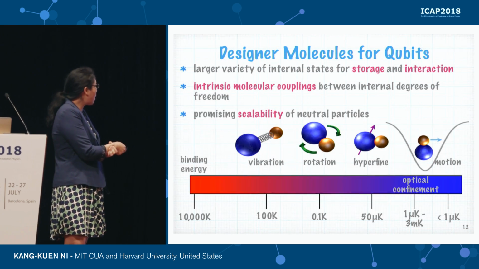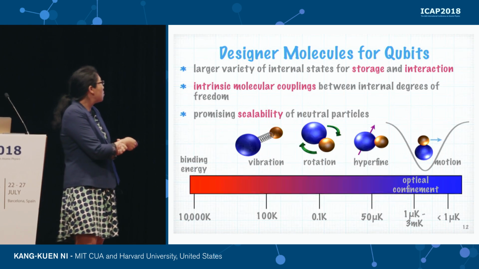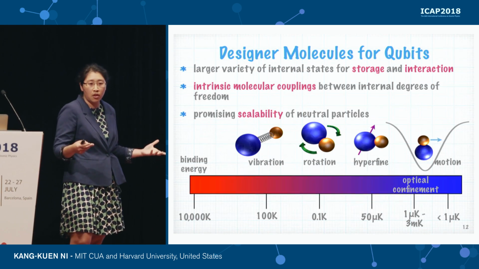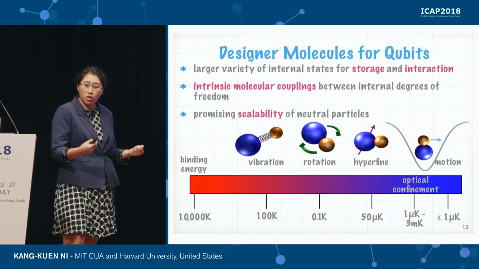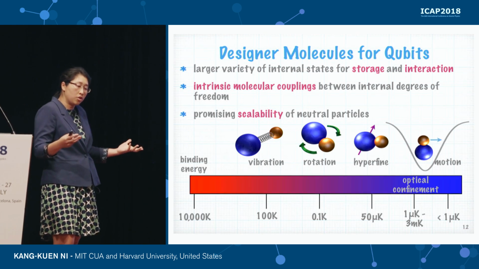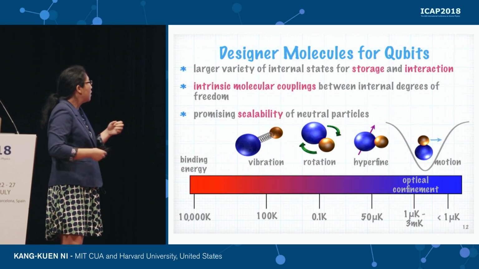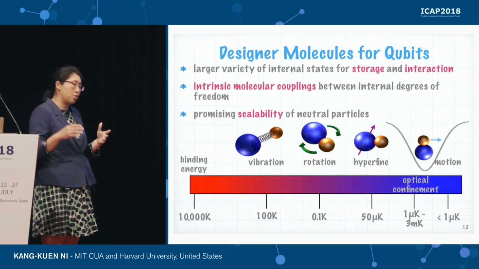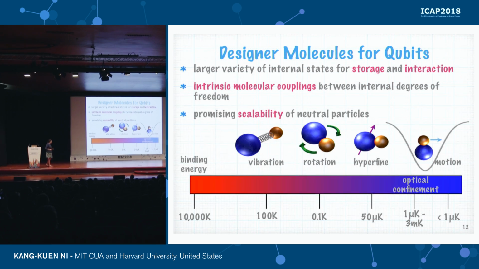Well, in a molecule, you have many degrees of freedom. You have vibration, rotation, hyperfine. Let's say we can use nucleus spins of the molecule for storage, and we can use rotation degrees of freedom to achieve strong interactions. And these are not actually just isolated degrees of freedom. They are coupled through intrinsic molecular coupling. So you can transfer information from one to the other just through state preparations.